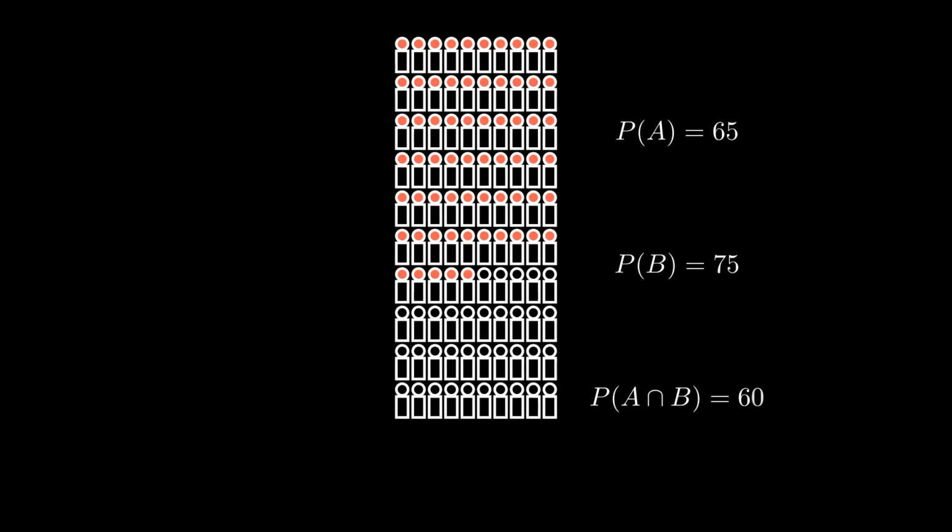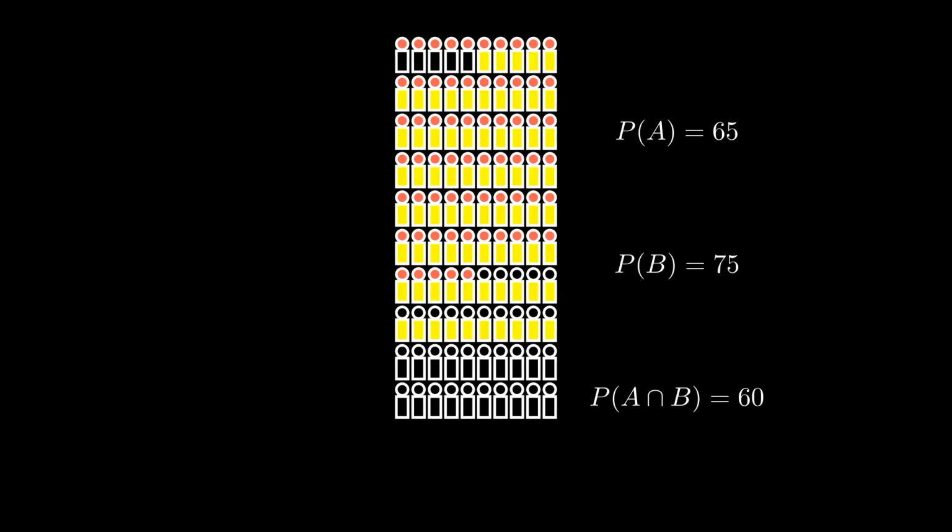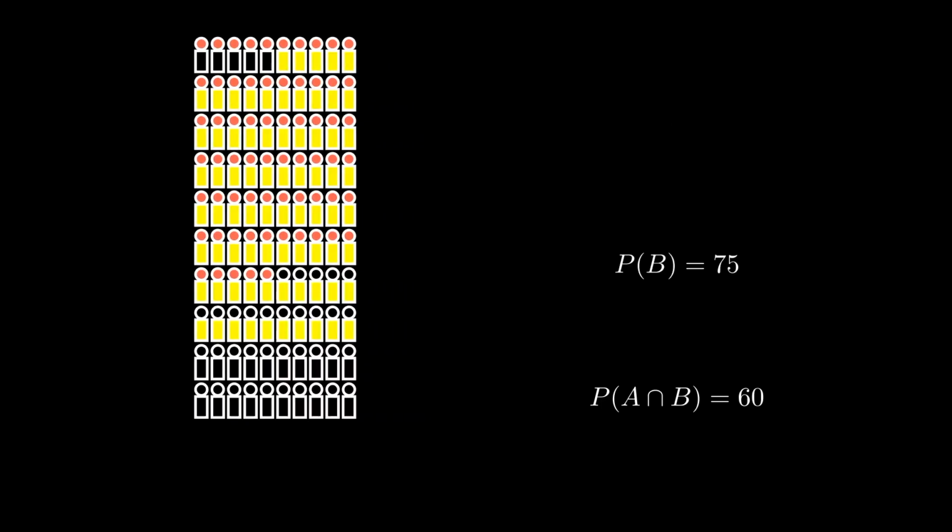Let's look at an example. Imagine we have 100 people. Event A is if someone has red hair, of which there are 65 people. Event B is if someone has a yellow jacket, of which there are 75 people. But don't forget that there are 60 people that will have both red hair and a yellow jacket, and that looks something like this.